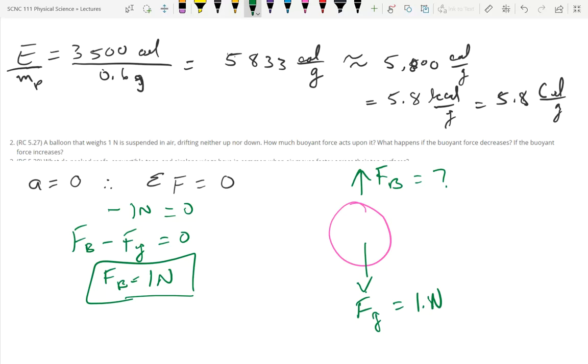And then what happens if the buoyant force decreases or increases? If the weight stays the same and the buoyant force goes up, then I'm going to have more force in which direction, up or down? I'll have more up, because the buoyant force is the one pointing up. So then my net force would be up.